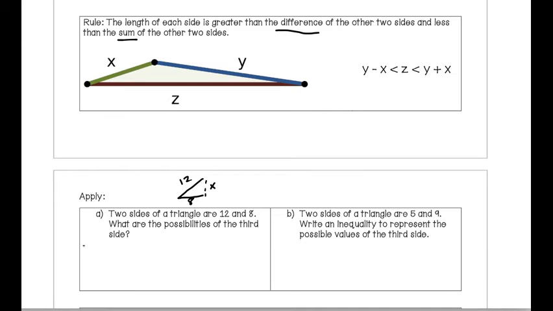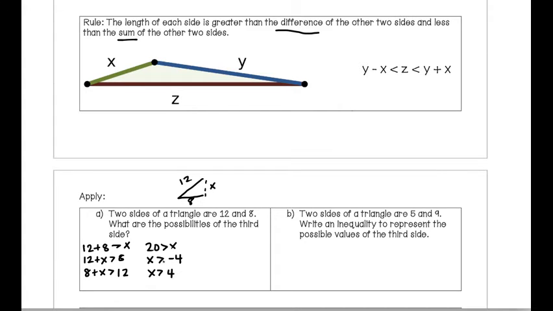You can either stick with what you know and solve each of these inequalities on your own. You could say 12 plus 8 needs to be greater than x. You could know that 12 plus x would need to be greater than 8, and 8 plus x needs to be greater than 12. If you solve each of these, we see that 20 needs to be greater than x. This one tells us that x would need to be greater than negative 4, and this one tells us that x just needs to be greater than 4.